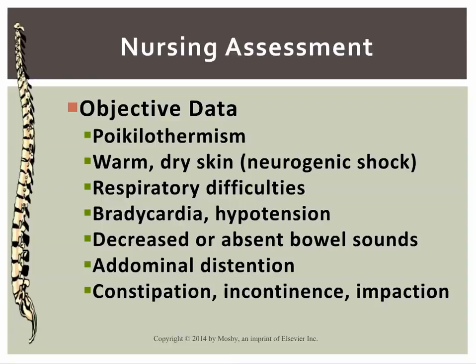Your objective assessment should be focused on the following areas. In general, look for poikilothermism, which again is the inability to regulate body heat. Look for warm, dry skin below the level of the injury, indicating neurogenic shock.